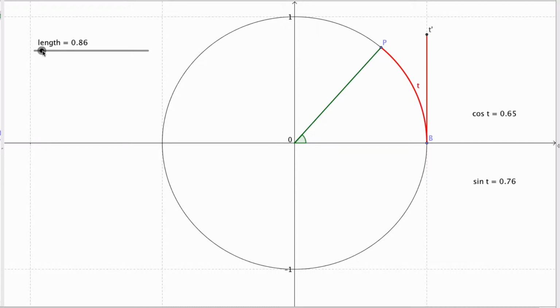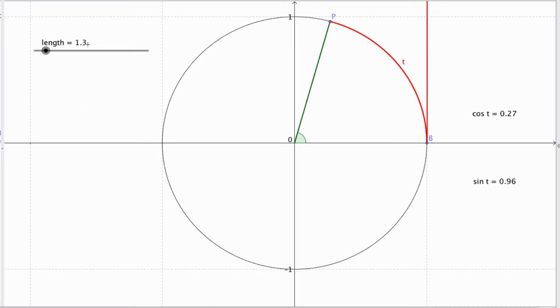For example, if I get the length to 1, so my piece of string is 1 unit long, I wrap it round the circle so that the arc length has to be the same. It's the same piece of string. So that arc length is 1. The radius we know is 1. And therefore, what's the angle? When the arc length equals the radius, you know from the work we've just been doing that that angle must be 1 radian.